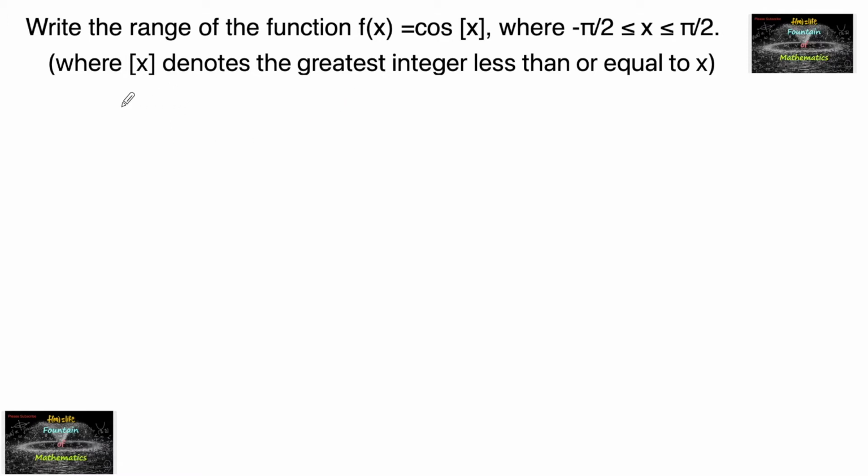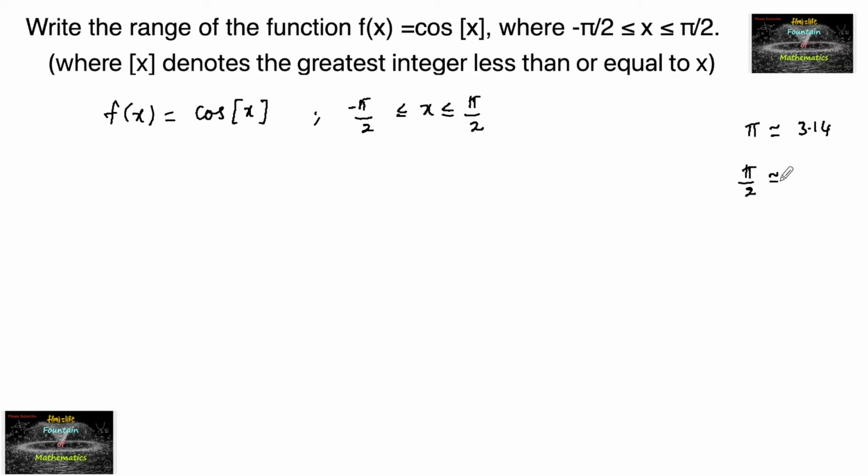Write the range of the function f of x equal to cos of step x, where the step function denotes the greatest integer less than or equal to x, and x lies between minus pi by 2 and plus pi by 2. Since we know the approximate value of pi is 3.14, pi by 2 can be taken as 1.57. So x lies between minus 1.57 and plus 1.57 approximately.